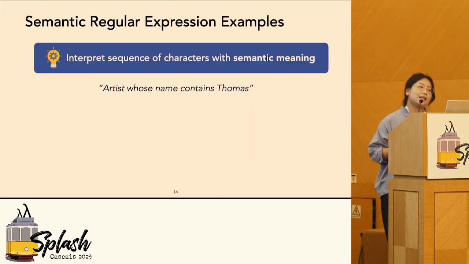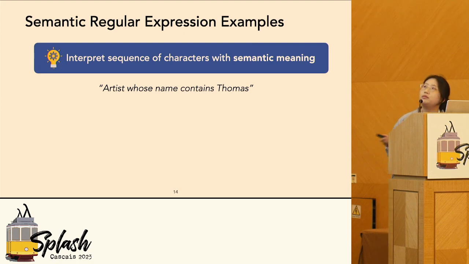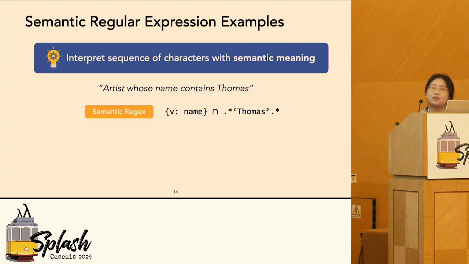So what exactly can this type of program do? Suppose we want to match artists whose name contains Thomas. This is how we're going to write a semantic regex. It's an intersection of a semantic constraint and a syntactic constraint, where the first constraint is semantic: it has to describe a person name. And also, it has to somewhere contain Thomas.